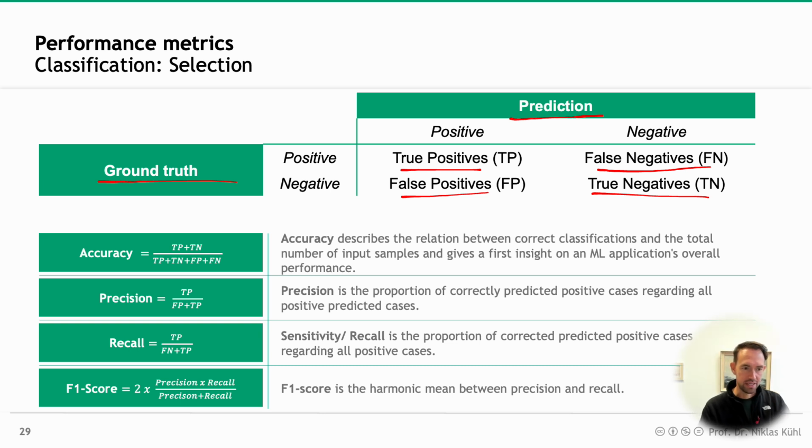Most important one being accuracy, very typical. So this describes the relation between the correct classifications and the total number of samples that you have. It's good to get a first insight. It has its flaws, as you'll see in a second. You have precision, which is the proportion of correctly predicted positive classes regarding all the positive classes that you have. And you have sensitivity and recall, on the other hand, which is the proportion of correctly predicted positive classes regarding all positive cases.